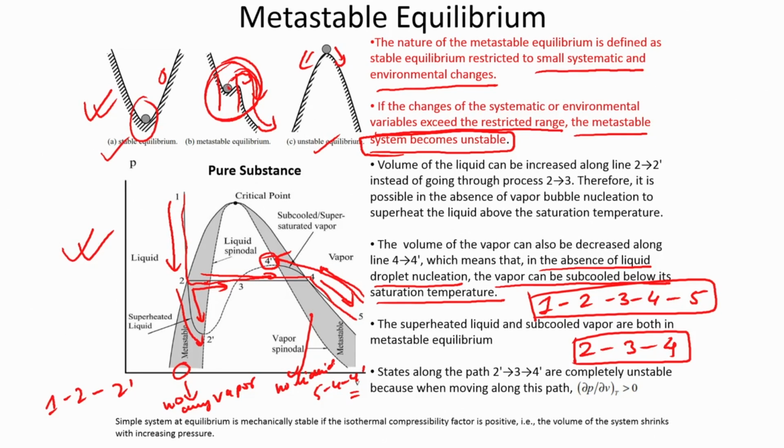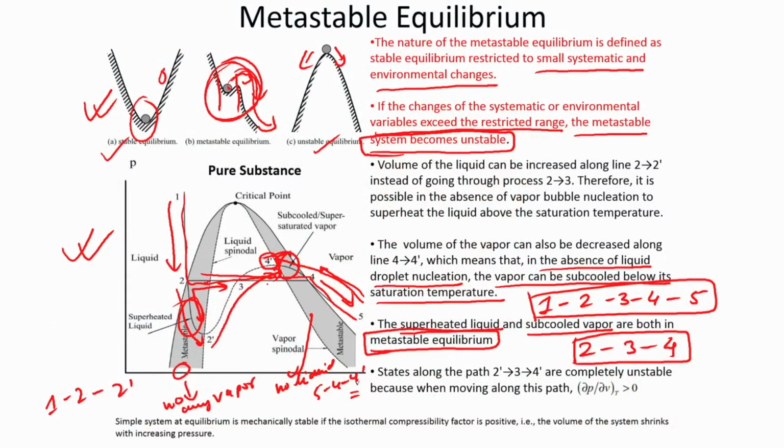Okay. So, this superheated liquid, which is this particular section, and subcooled vapor, which is this particular section, are both in metastable equilibrium, a typical example of a metastable equilibrium. However, the interesting question that you might ask is what happens to 2 prime, 3, 4 prime, can that path be followed, right. Whether that path can be followed or not.